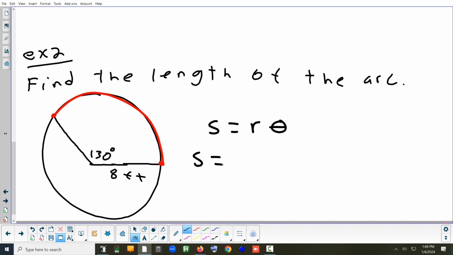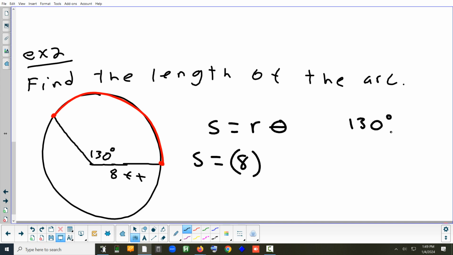Okay. Do we know the radius? 8 feet. So the radius is given in that picture as 8 feet. It's definitely not a diameter. I would have to draw the line all the way across. So that's 8 feet. Do we know the angle? Well, it's in degrees. We need it in radians, so we need to change to radians. I'm going to just do that on the side.